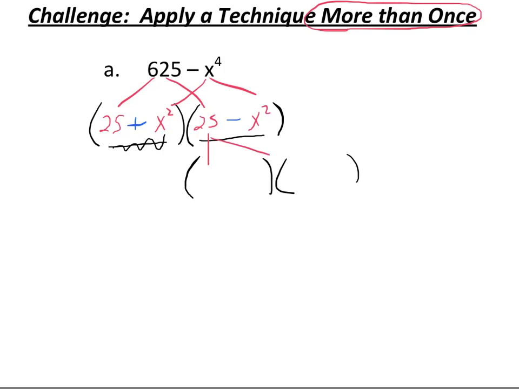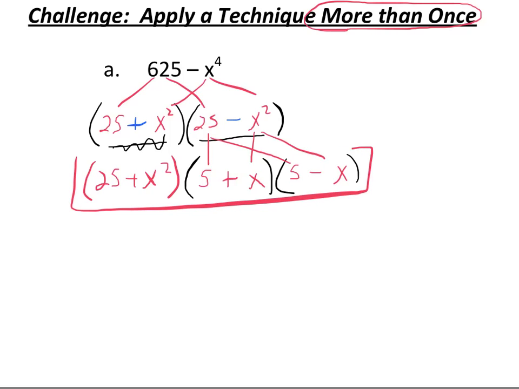So the root of 25 goes first in each parenthesis. The root of x squared goes second. Again, we have to have conjugates. And then this one just drops down. So this is your finished solution.